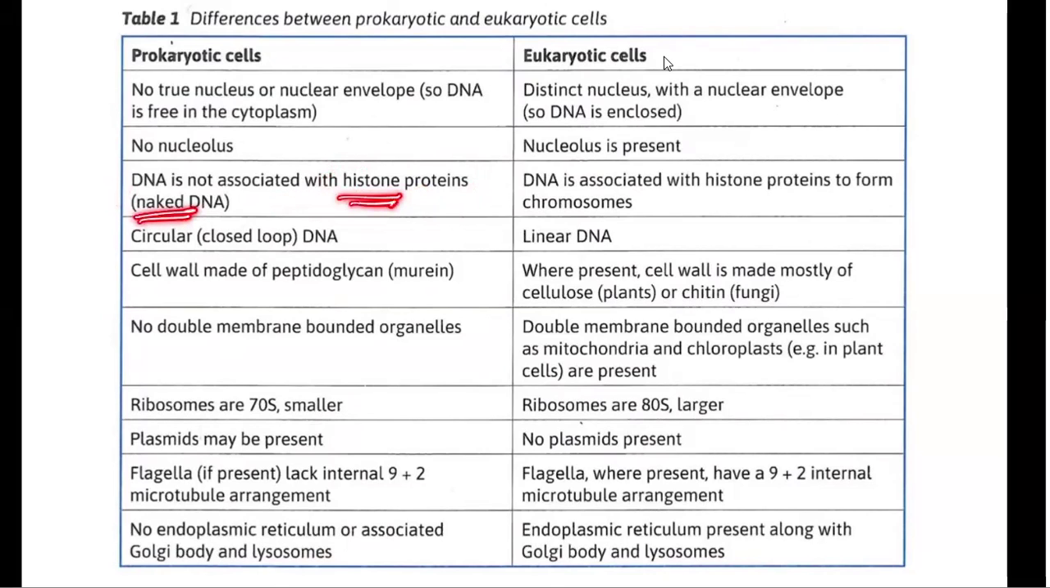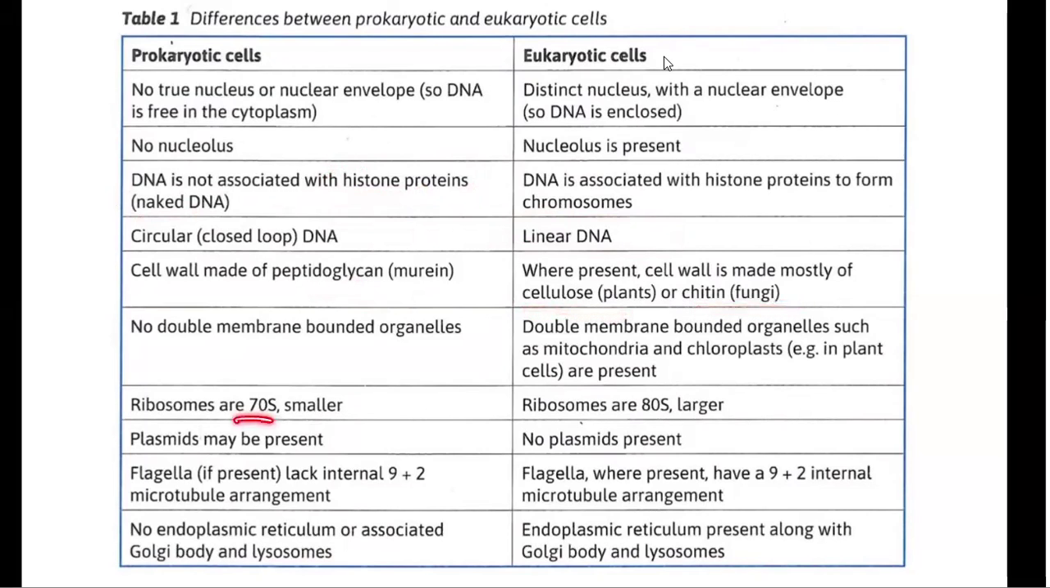It is lacking histone protein. The circular DNA, a closed loop, is there, whereas the DNA that we have inside our cells is linear DNA. The cell wall is made up of peptidoglycan (murein), whereas in plants it is cellulose, and in fungi it is chitin.